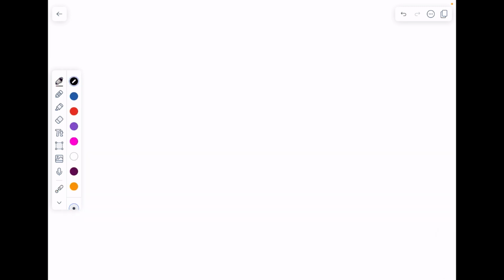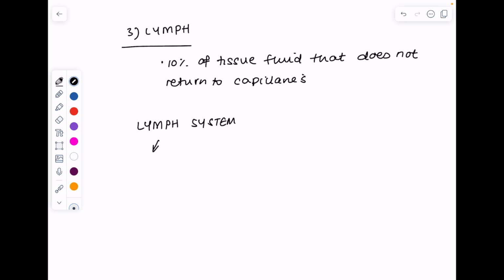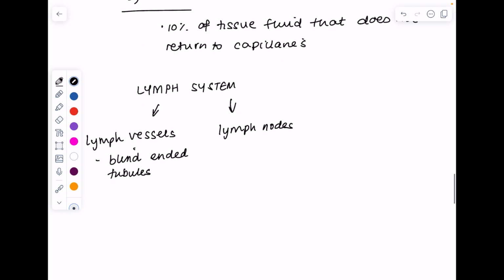Third substance now, which is lymph. First of all, what is lymph? It's 10% of tissue fluid that does not return to the capillaries. The lymph is really what's known as the lymph system, which consists of both lymph vessels as well as lymph nodes. The lymph vessels are a series of blind-ended tubules where valves prevent the backflow of the lymph.